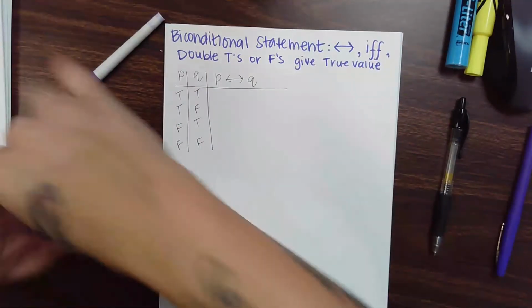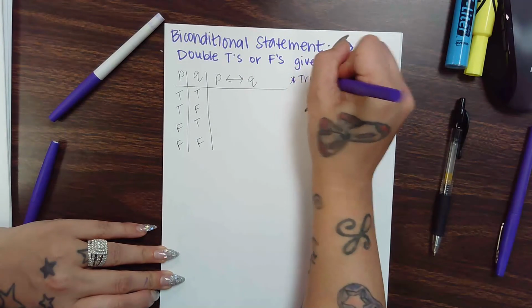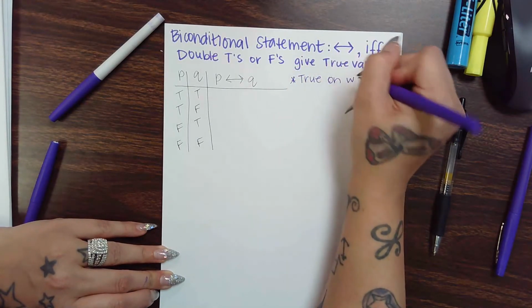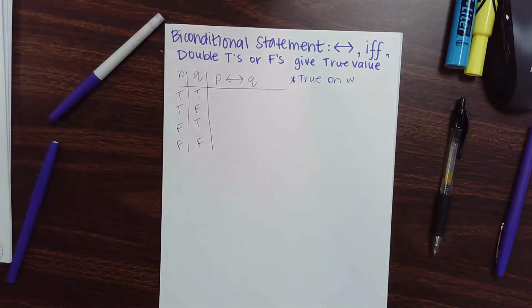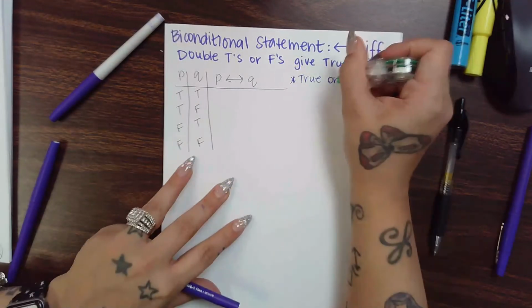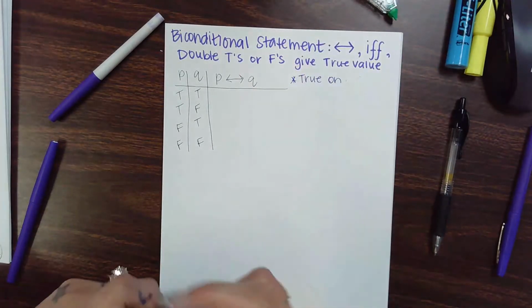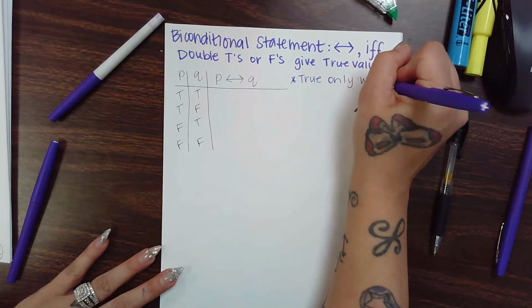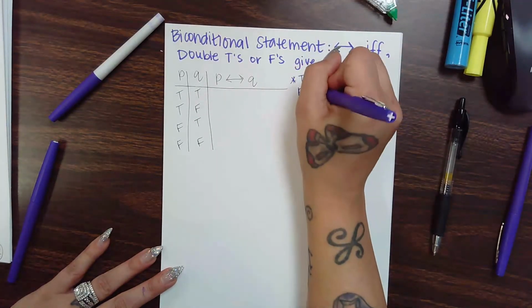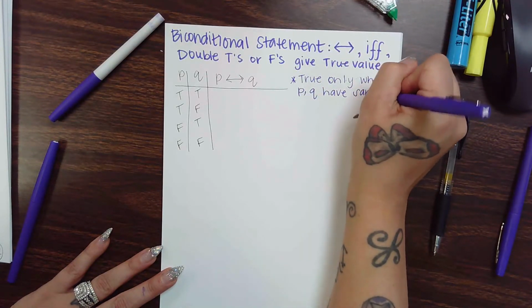Now my little note: it's true only, O-N-L-Y, when P and Q have the same truth value. So true only when P and Q have the same truth value.